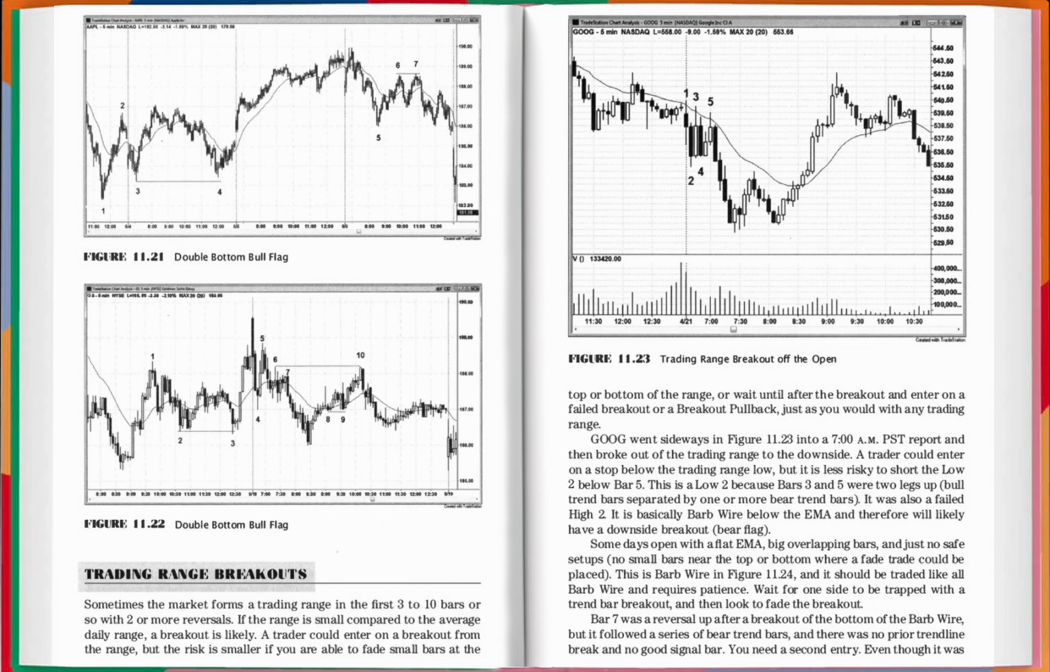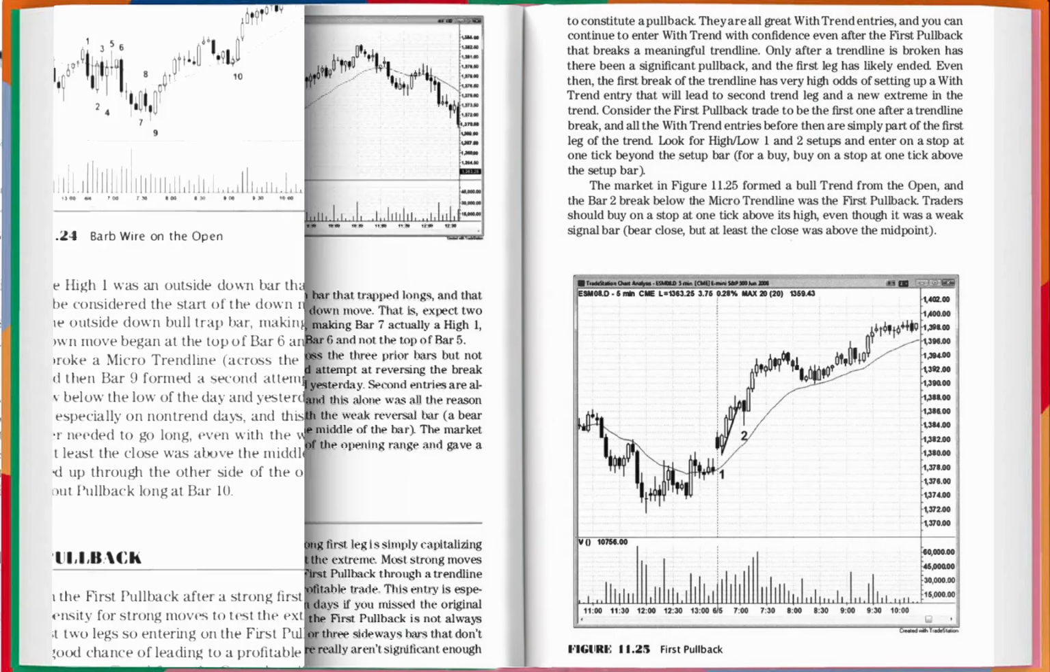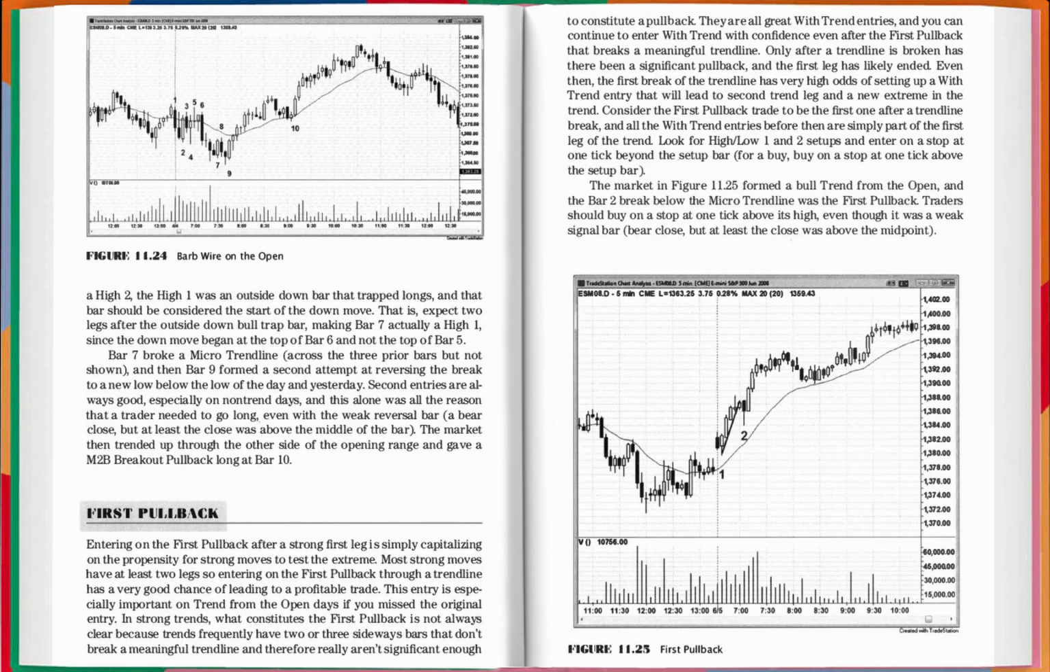Bar 7 was a reversal up after a breakout of the bottom of the barbed wire, but it followed a series of bear trend bars, and there was no prior trend line break and no good signal bar. You need a second entry. Even though it was a high 2, the high 1 was an outside down bar that trapped longs, and that bar should be considered the start of the down move.